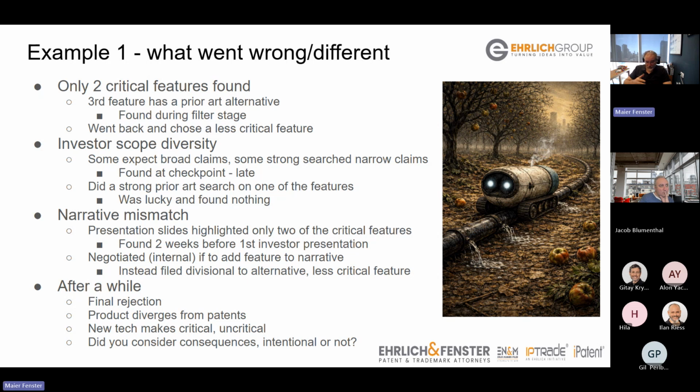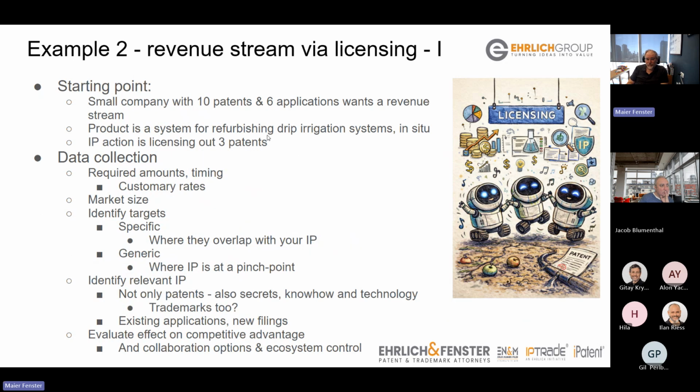Okay, and because this investor process takes a while, you get some final rejections, the product changes from the patent. What used to be critical is now not critical anymore because of new technology. And there's also all sorts of consequences in the market, which maybe you did or didn't think of. Okay, this is all execution. Okay, we got clear instructions. We know exactly what to do. We know exactly how to do it. But when we actually do it, there are a lot of details we have to collect, and it can go bad. Give you another example.